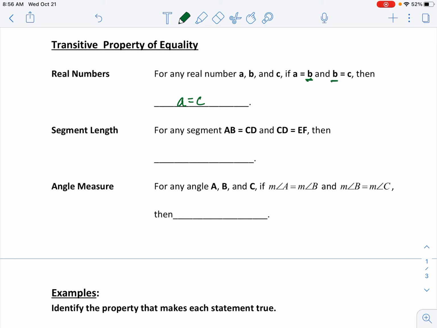I want to point out that B is kind of being a middleman, CD is being a middleman. I'm going through these to say AB is equal to EF. So I'm using the relationship that they both have with CD. For any angle A, B, and C, it's the same thing. I'm going to use my relationship. They're both equal to the measure of angle B. So measure of angle A will equal the measure of angle C.